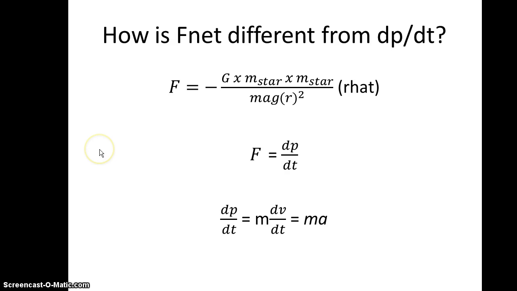A question that we might ask is, how is Fnet different from dp dt? From the momentum principle, we know that Fnet is equal to dp dt, and the parallels and perpendiculars are equal to each other. They are calculated in different ways, which is the main difference. The gravitational force can be found through the gravitational force equation, which is right here, while dp dt is derived through the change in velocity, so dp dt equals ma.